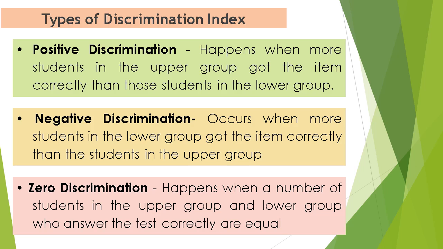How about negative discrimination? It's of course when more students in the lower group got the items correct than the students in the upper group. So it is the opposite of the positive discrimination, where the lower group is higher than the upper group. How about the zero discrimination? This happens when the number of students in the upper group and lower group who answered the test correctly are equal. Okay, so they have the same scores.